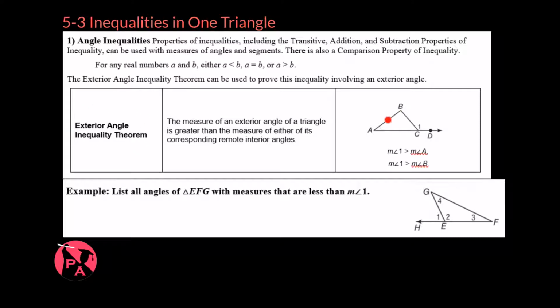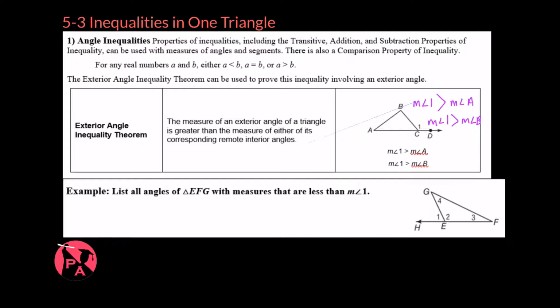So in this figure right here, we have an exterior angle, angle 1. This is an exterior angle because it's outside of the triangle. It is going to be greater than this interior angle or that interior angle. So it means the measure of angle 1 is going to be greater than the measure of angle A, and also it's going to be greater than the measure of angle B. So that's all we are doing in the first part of the lesson.